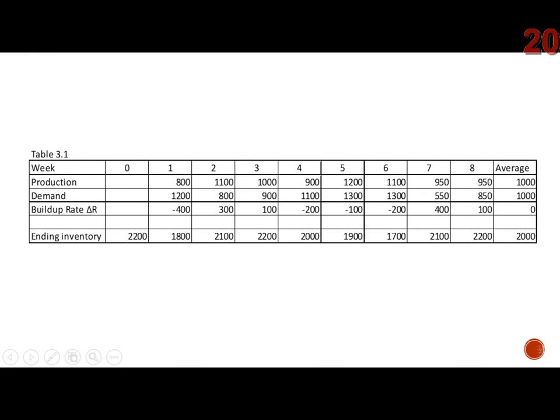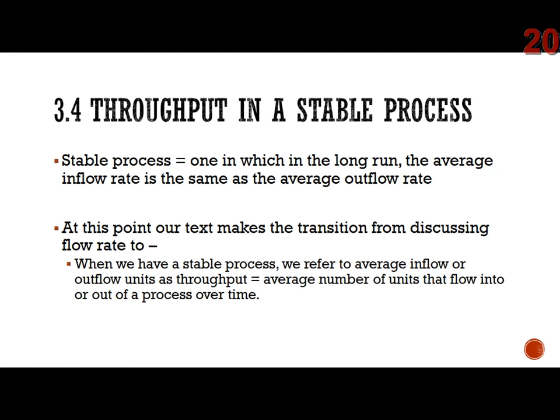Okay, so we know that a stable process is important. It's defined as one in which in the long run the average inflow rate is the same as the average outflow rate. At this point our text makes the transition from discussing flow rate to, when we have a stable process, referring to it as throughput. Okay, so it's the average number of units that flow into or out of the process over time.